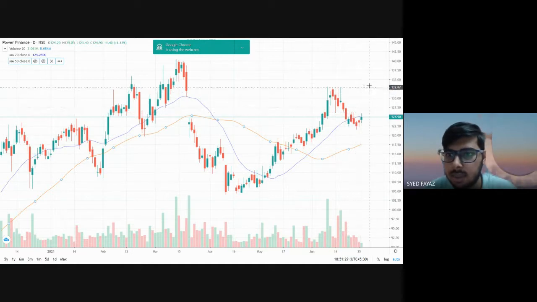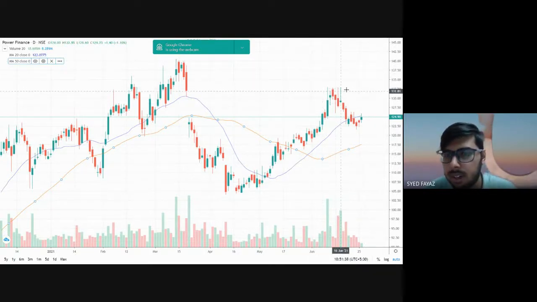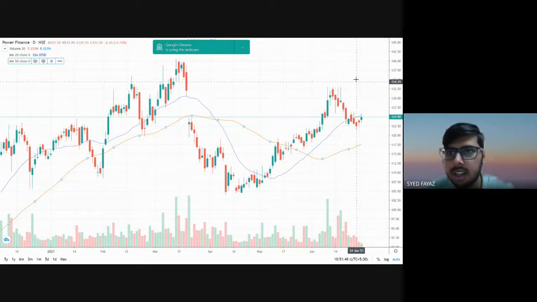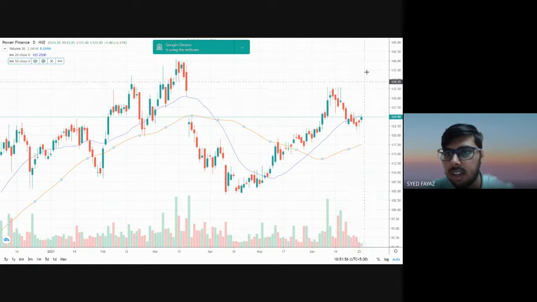If this stock is able to break this resistance, then the next target would be around 139, which the trader can look at. But the trader should see, as soon as he enters the stock at around 125 rupees, if it breaks this point, then it would be a good profit for the trader. So this would be the return which the trader will be getting.